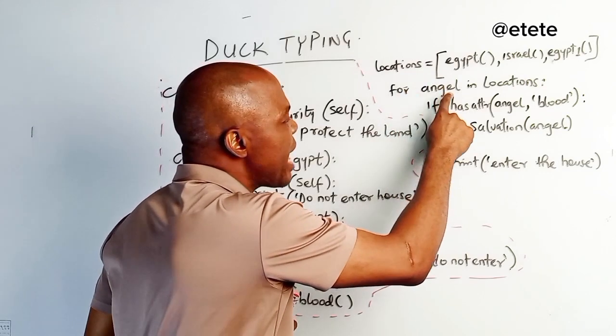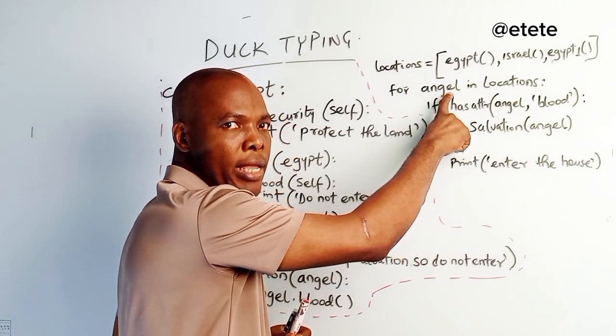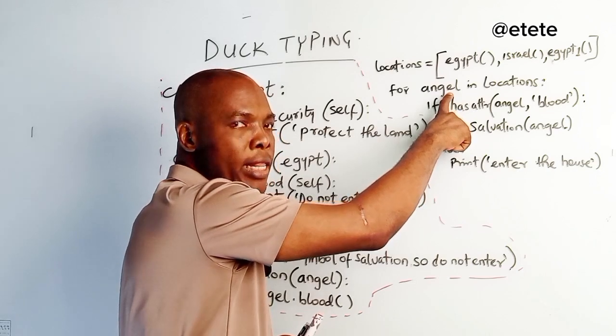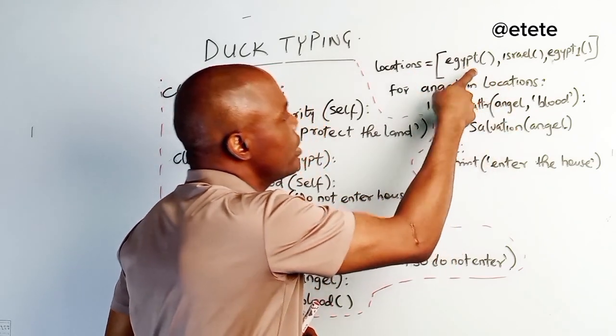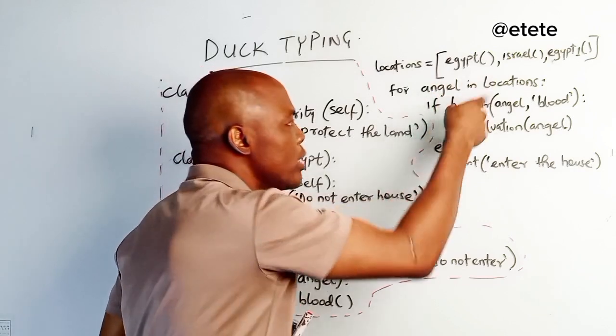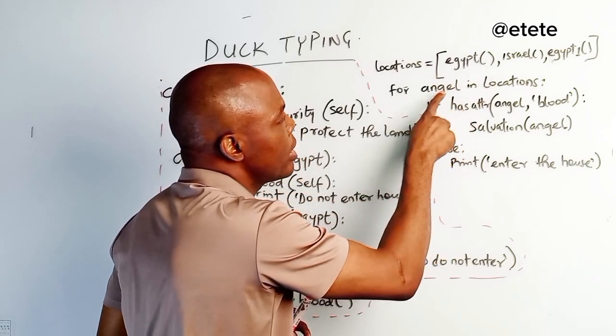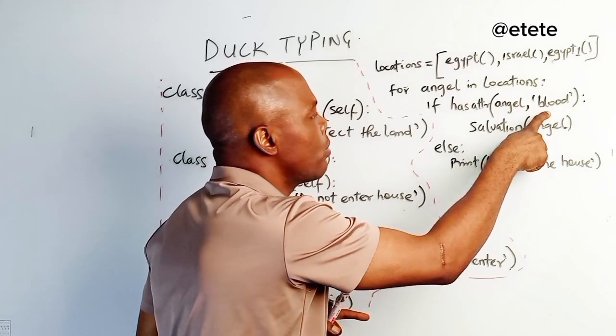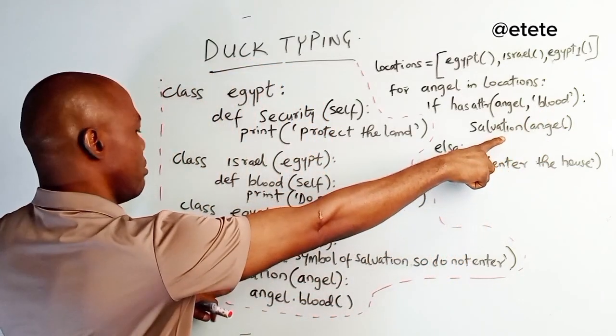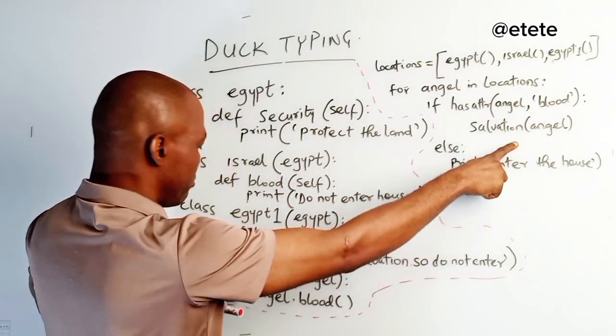Now, I'm creating a temporary holder, which is what? The angel. Now I come to these locations. I copy this Egypt to this. Then it will go in. It will now check, does this Egypt have a blood method? If it has a blood method, then it's going to call this method. It will go in and call this method.